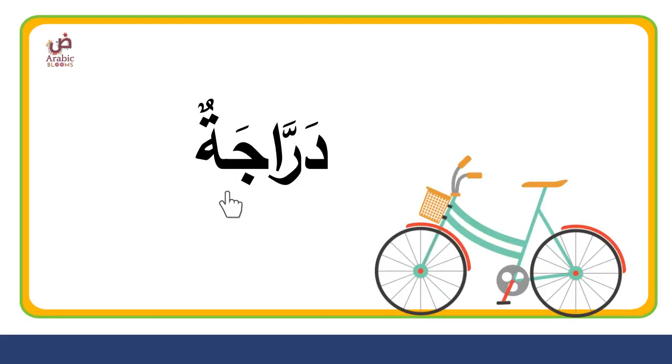دراجة. Notice there is shadda here. Dar and then raja. It's like these are two syllables. Dar, raja. And the vowel of the last letter changes according to the context. So don't focus so much on tanween or fatha or dhamma or kasra because this one changes according to the context. Sometimes you will see this darajatun, sometimes darajatin, darajatan, or darajatu. Okay?